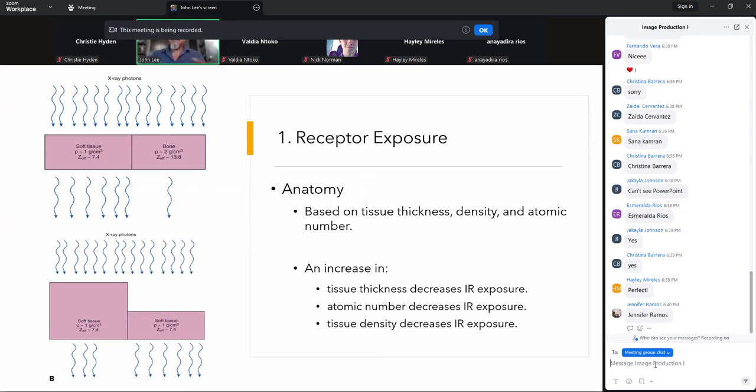Now, regarding the anatomy, of course, that's going to influence how much receptor exposure we get. Anatomy, the thickness of it, the density, and the atomic number of the tissues that comprise the anatomy will all influence receptor exposure. If we have an increase in tissue thickness, we're going to get less exposure. An increase in the atomic number, we're going to have less exposure. An increase in tissue density, we're going to have a decrease in exposure. And vice versa.